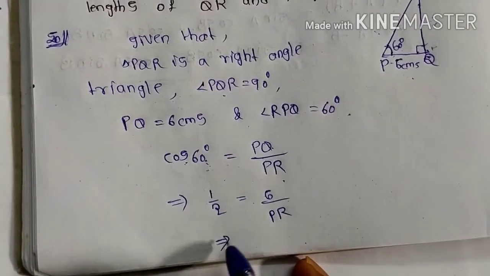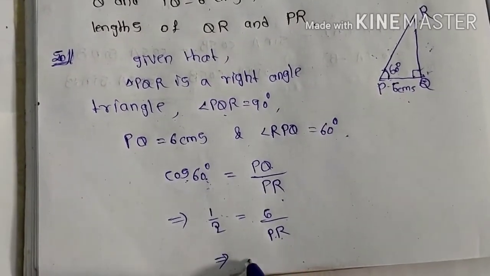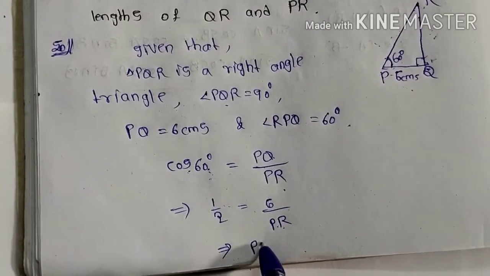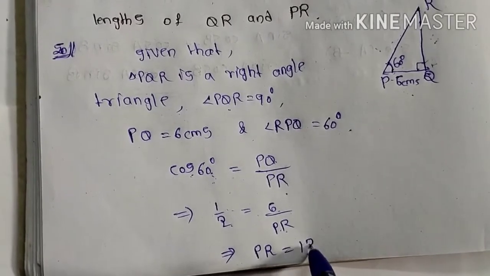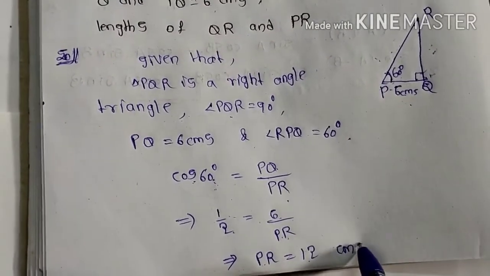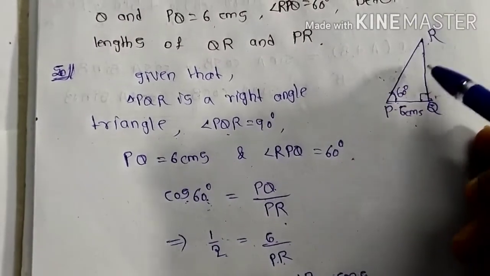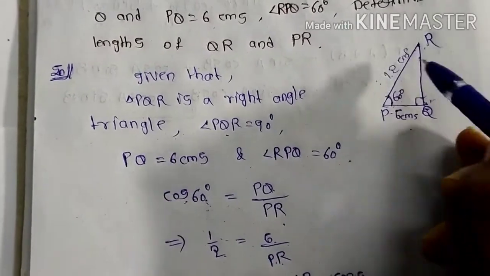Since it's proportional, you can just do cross multiplication. 1 into PR is how much? PR is equal to 2 into 6, how much? 12 only. Yes or no? That means PR is equal to how many centimeters? PR is equal to 12 centimeters.